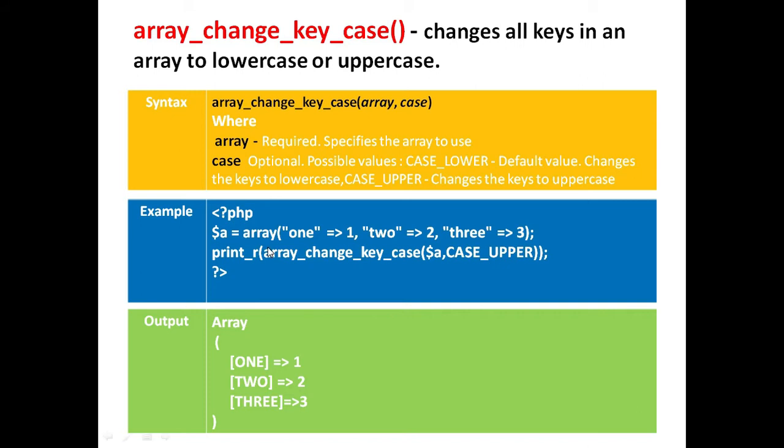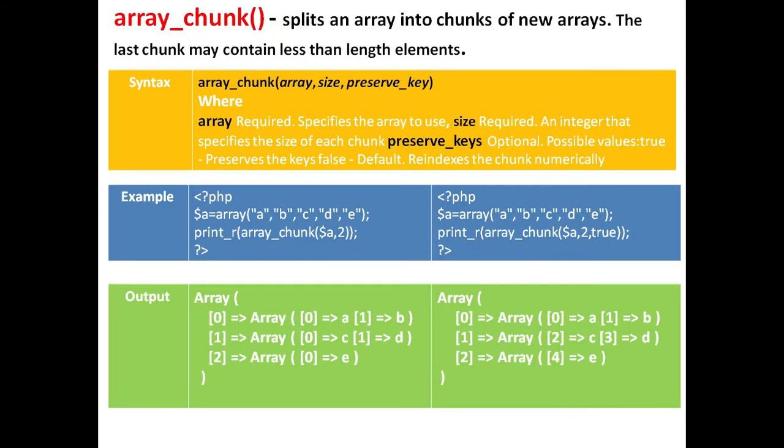Here I defined an array with key values as 1, 2 and 3, and when I use the array_change_key_case function with case upper value, it will print 1, 2 and 3 in uppercase, which are the key elements of that array. Next is array_chunk, which splits an array into chunks of new arrays. The last chunk may contain fewer elements than the specified length.